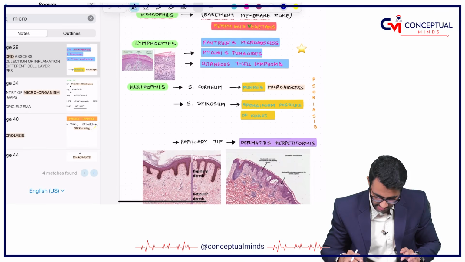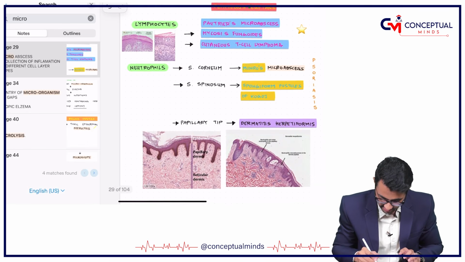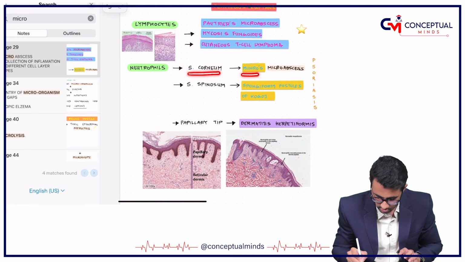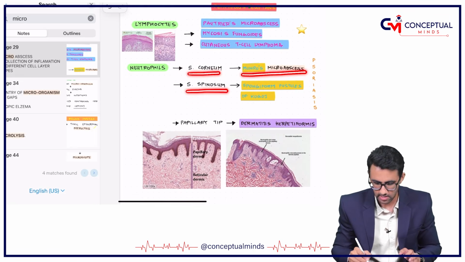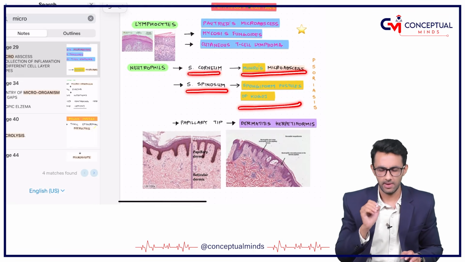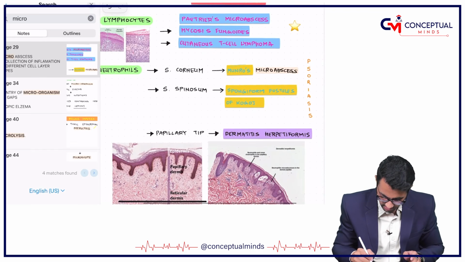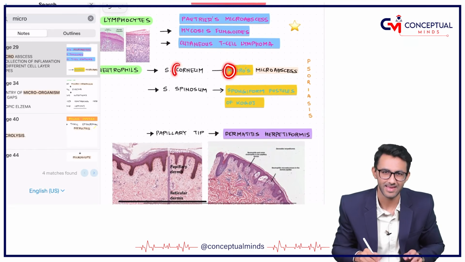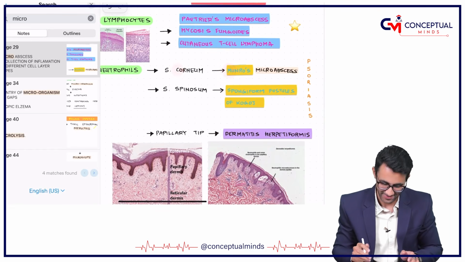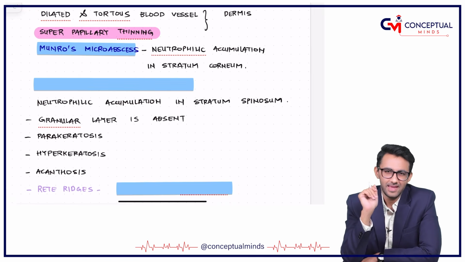Let us discuss here itself that if it is in stratum corneum, it is Monro's microabscess. If it is stratum spinosum, it is spongiform pustules of Kogoj. I made you remember S for S. And now I have one more mnemonic in my head, that is MC, McDonald. Alright, let's come back to the current page that we're discussing now.